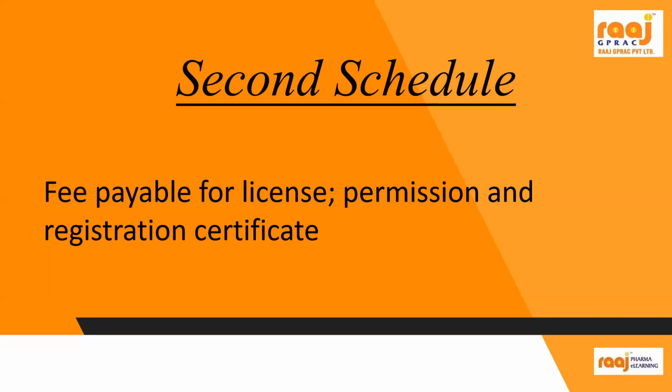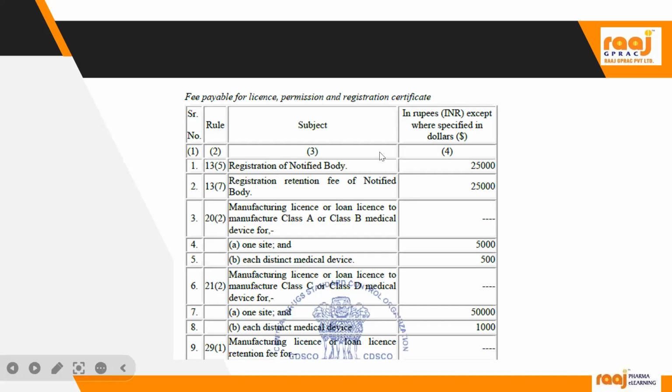Then the second schedule talks about fees for the licensing and registration. This chart is given under MDR, so you can refer to that chart also. For example, registration of notified body, 25,000. The fees is given in Indian rupees, except where specified in dollar.